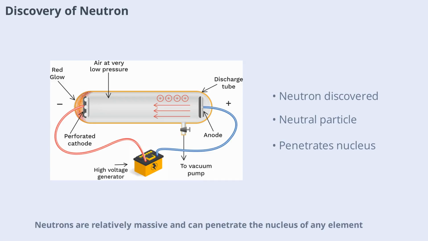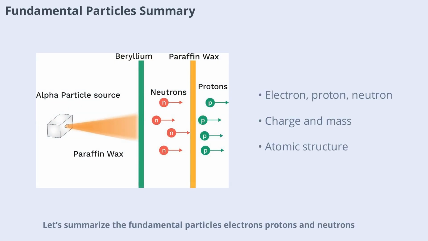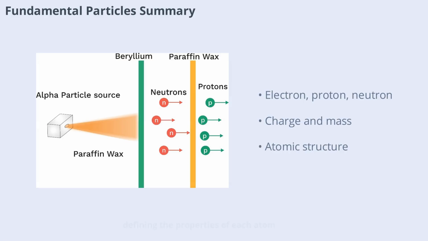Neutrons are relatively massive and can penetrate the nucleus of any element, making them fundamental to atomic structure and nuclear reactions. Let's summarize the fundamental particles: electrons, protons, and neutrons. Electrons are negatively charged, protons are positively charged, and neutrons are neutral. Each particle has a specific mass and charge, and their discovery was pivotal in shaping our understanding of atomic structure. These particles interact to form the nucleus and the electron cloud, defining the properties of each atom.